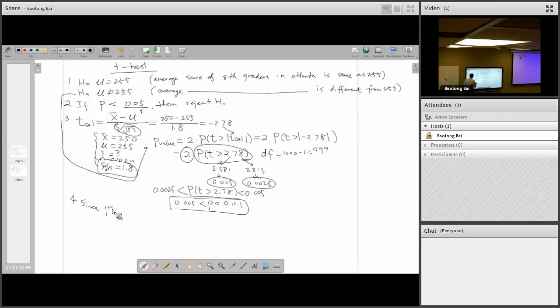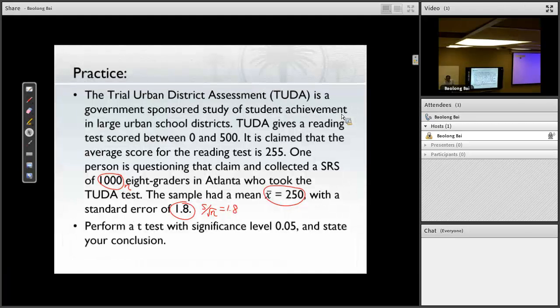So now, since p is between 0.005 and 0.01, compared to 0.05, p is going to be smaller than 0.05. Then what's our decision? By the rule, we need to reject the null. And the last step, write a conclusion. So we have enough evidence that the average score of the 8th graders in Atlanta is different from 255, based on 0.05 significance.